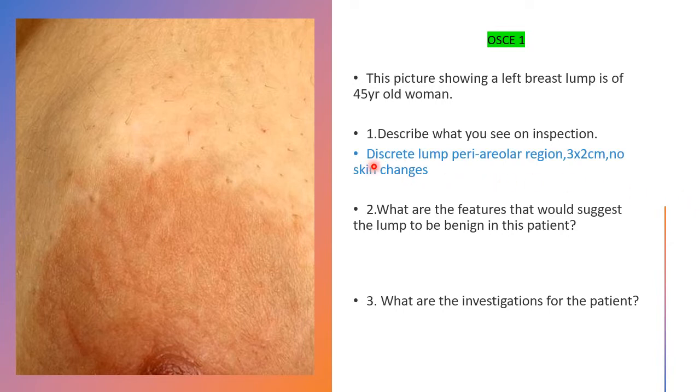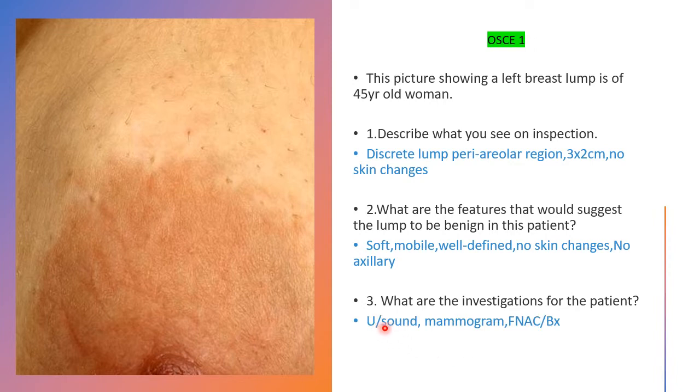Okay, the answer is a discrete lump, periareolar region, about 3 times 2 centimetres with no skin changes. The lump is here. Okay, well demarcated, no skin changes. What are the features that would suggest the lump is a benign lesion? It is soft, smooth, well defined, with no skin changes and no axillary lymph nodes on examination. What are the investigations for this patient? An ultrasound scan, mammogram, and FNAC.